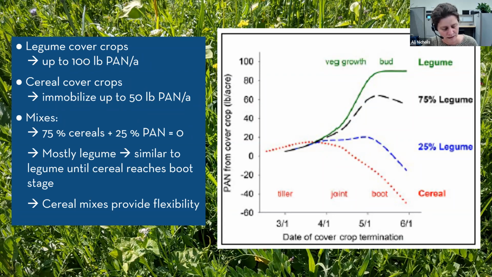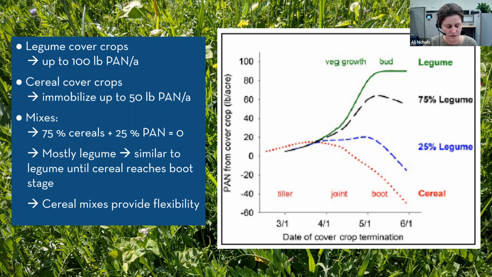And they suggest that cereal crops, you should count on them actually immobilizing about 50 pounds of plant available nitrogen per acre. But to minimize this, of course, you're going to want to terminate that cover crop early during stem elongation. So within this range here, before it really starts to suck nitrogen out of your system. They note that legume cereal cover crop mixtures really do provide a wide range of plant available nitrogen contributions, depending on the legume content of the mix.